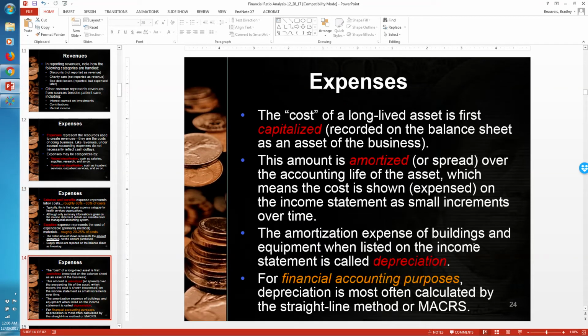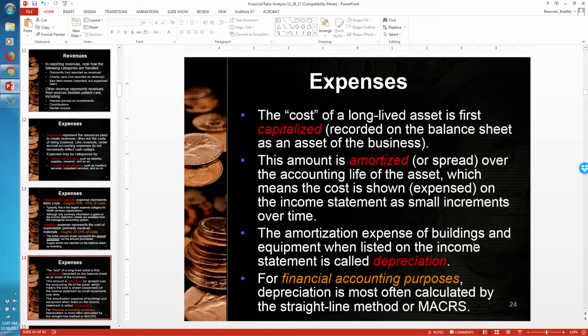So also important to know, we've talked elsewhere in this course about this topic of depreciation. Any long-lived asset is first what we call capitalized, or recorded on the balance sheet as an asset of the business. This amount is then amortized, or spread over the accounting life of the asset, which means it's just expensed out, like I say there in the second bullet. That spreading process is what we refer to as depreciation.